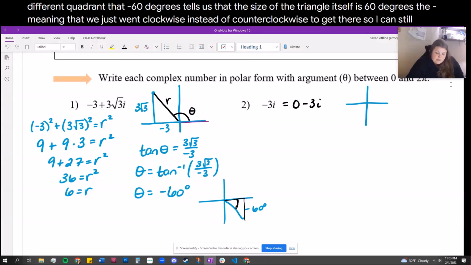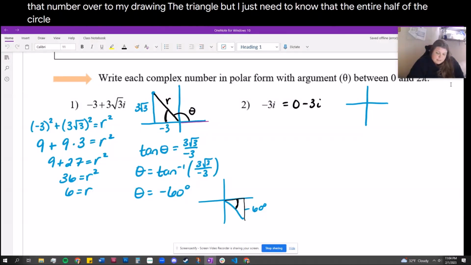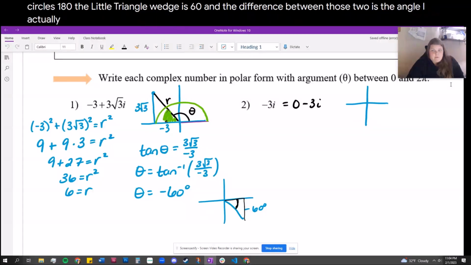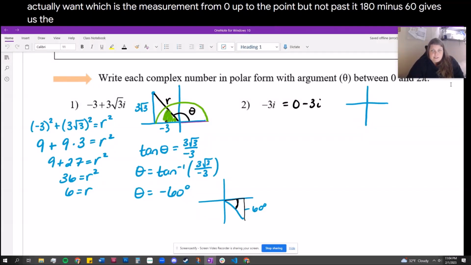So I can still carry that number over to my drawing, and it still represents the size of the triangle, but I just need to know that the entire half of the circle is 180, the little triangle wedge is 60, and the difference between those two is the angle I actually want, which is the measurement from 0 up to the point, but not past it. 180 minus 60 gives us the 120 that we got from the cosine anyway.